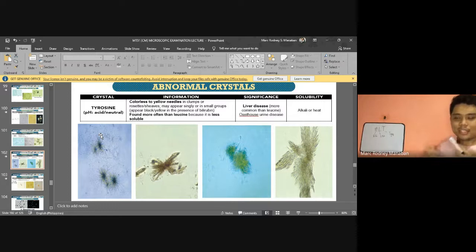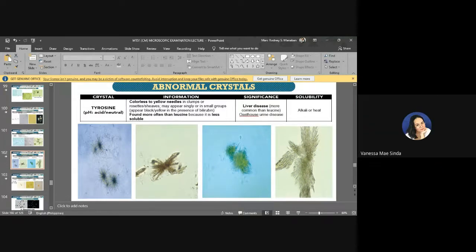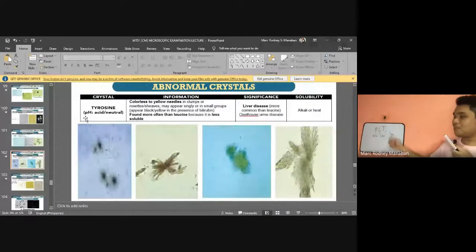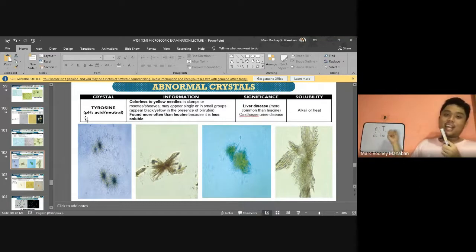In micro, what are the BLT? Among our bacteria? The spirochetes. Again, BLT for micro are the spirochetes: Borrelia, Leptospira, and Treponema. But for clinical microscopy, take note, there is another BLT: you have bilirubin, leucine, and tyrosine.